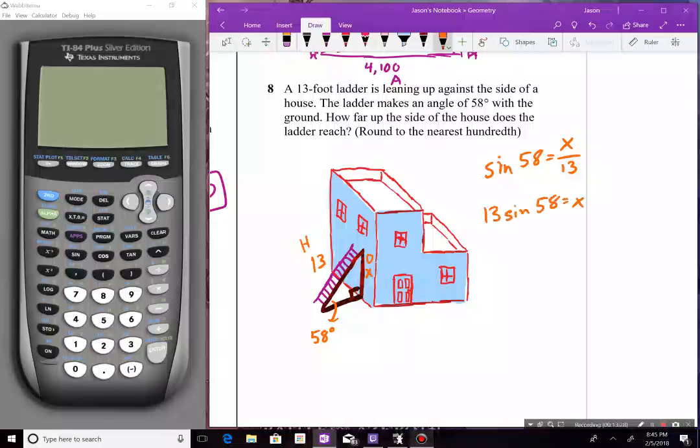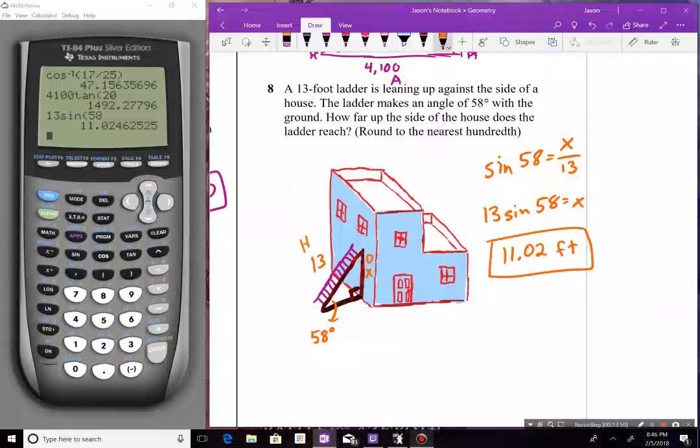So now we just go back to our calculator. We type in 13 sine 58, and our answer is 11.0. So we'll just call this 11. Oh, it says round to the nearest hundredth. So 11.02 feet. Alright, and there's our final answer.